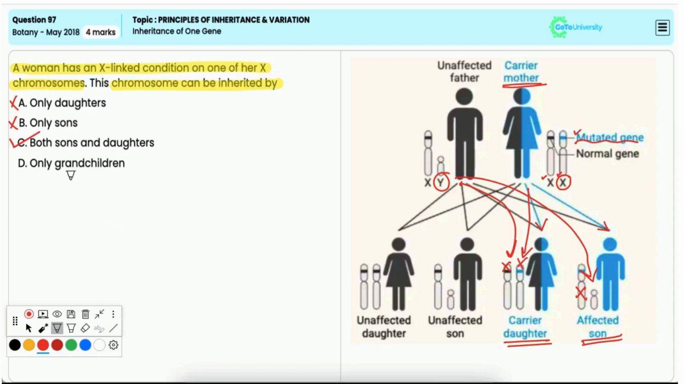Option D, only grandchildren. It is also incorrect because the X-linked condition is inherited directly from the woman to her children, not just to her grandchildren.